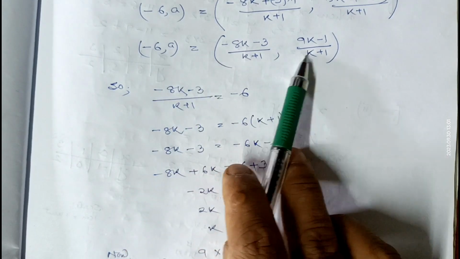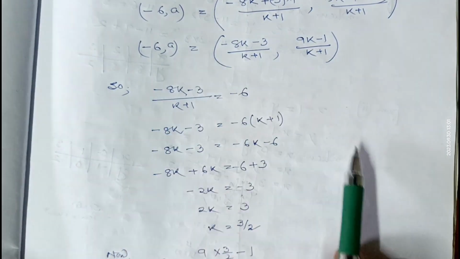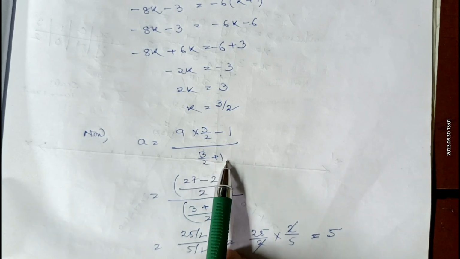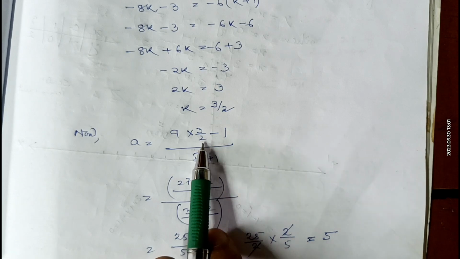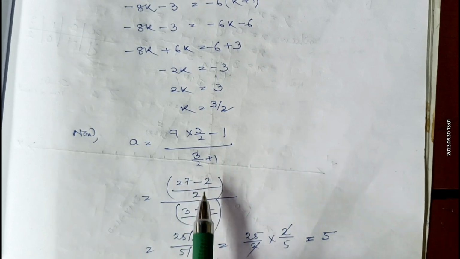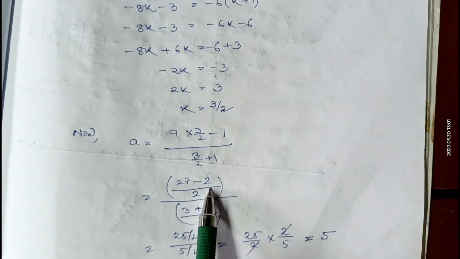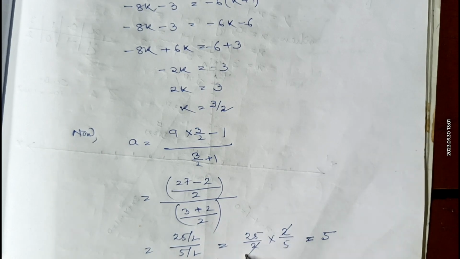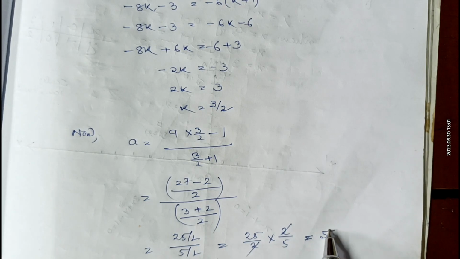Now in the second part, if we replace k by 3 by 2, then we are going to get the value of a. Now from the second part, a equals (9k - 1)/(k + 1); instead of k I am writing 3 by 2, so it will be (9 times 3/2 - 1)/(3/2 + 1). Here 3 nines are 27. If we take the LCM 2, it becomes (27 - 2)/2 divided by (3 + 2)/2, so 25 by 2 divided by 5 by 2. We can write 25 by 2 into 2 by 5; 2 and 2 can be cancelled, 25 by 5, this gives a equal to 5.